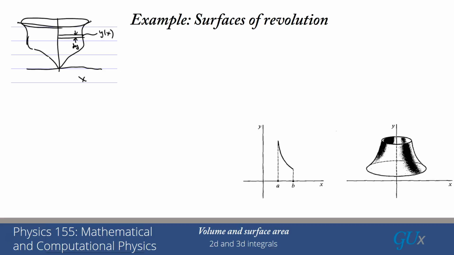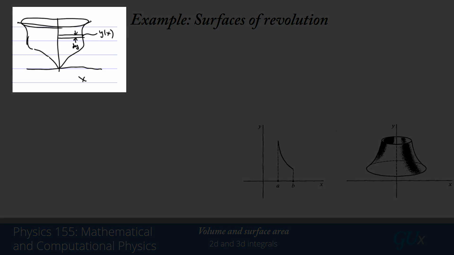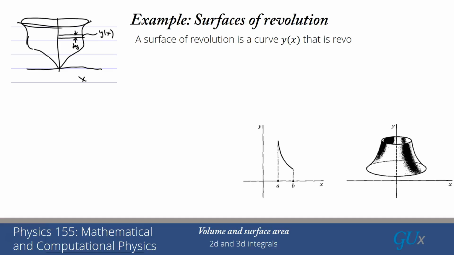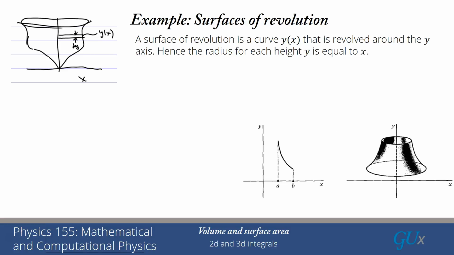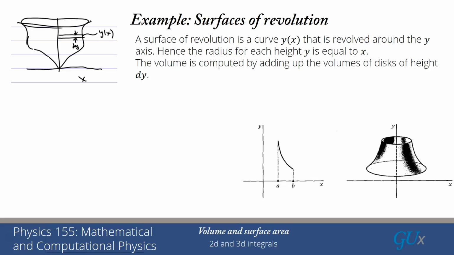Okay, to generalize this, one situation that's often looked at are surfaces of revolution. And I've sketched for you here some function y of x that's revolved around the y-axis. And we might be asked to calculate either the volume or the surface area of that. So the surface of revolution just revolves y of x around the y-axis. And so the radius for each height y is just equal to x. And to get the volume, we compute it by adding up the disks that have a height dy. And we add those up.